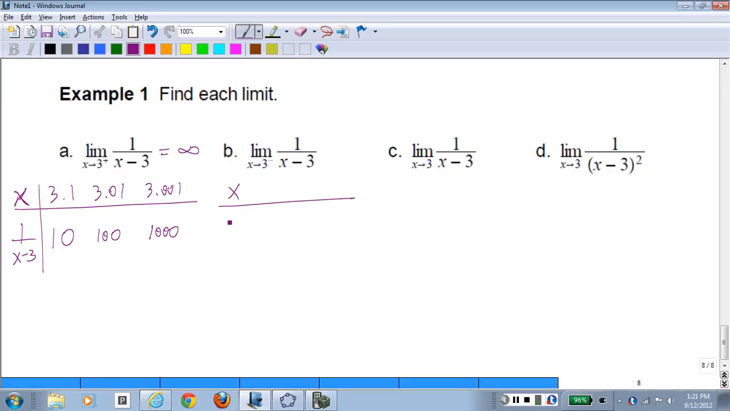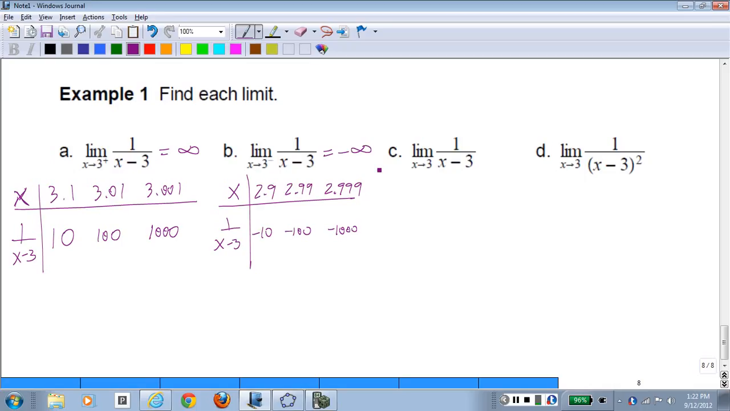If we say x and 1 over x minus 3, 2.9, 2.99, 2.999, approaching 3 from the left. Is this negative 10? And negative 100? And negative 1,000? Get a number that's just a little less than 3. Subtract 3, you get a number that's a little less than 0. If you take 1 and divide it by a number that's a little less than 0, you get a great big negative number. So this one equals negative infinity.